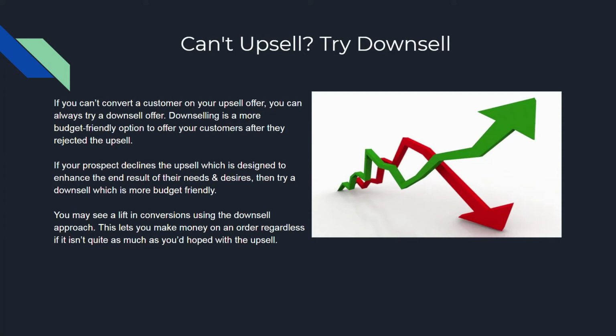You may see a lift in conversions using the downsell. This lets you make money really at the end of the day on an order, regardless if it isn't quite as much as you'd hoped with the actual upsell. So you may fail with the upsell, but a more budget-friendly option might actually help bump up the conversion, but also the average order slightly. So if you can't upsell, if the upsell doesn't work, then try using a downsell.